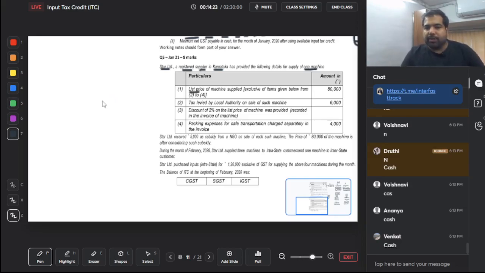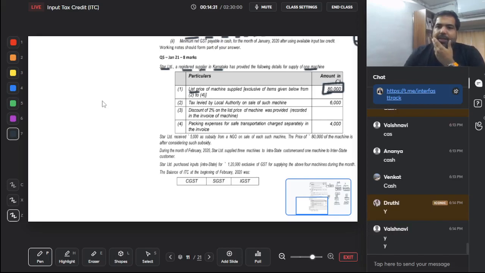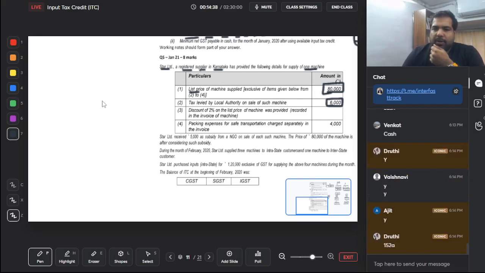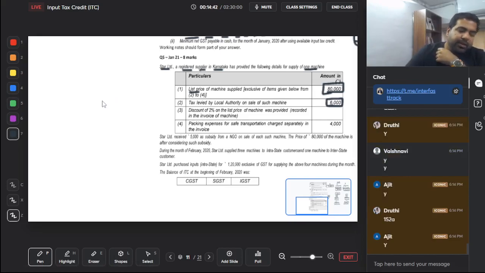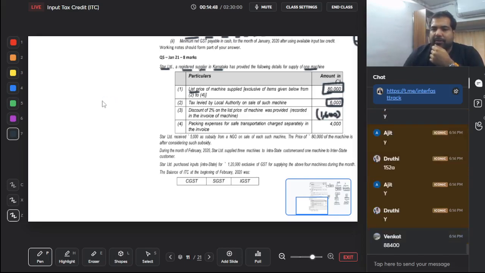Guys, do we start with the list price? Yes. What is the list price? 80,000. Tax levied by local authority. Do we add the tax? Yes. Except GST and except TCS, you will add this. So 6,000. Discount of 2% recorded in the invoice. Will I minus it? Yes. 80,000 into 2%, 1600 I will minus. And packing expenses for transportation charge separately. Will I add this? Yes.